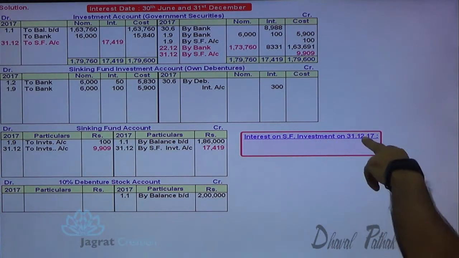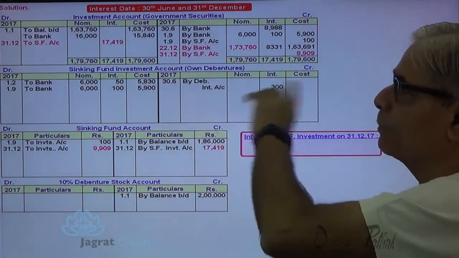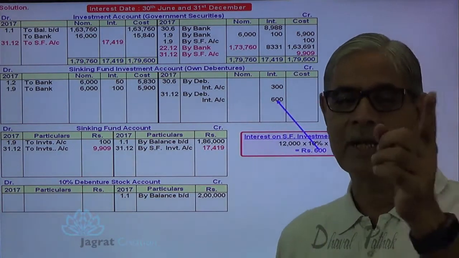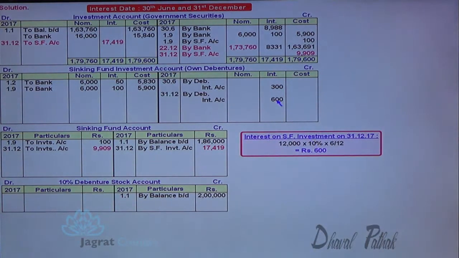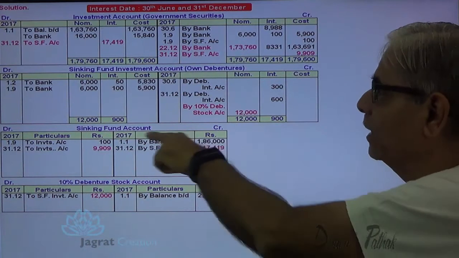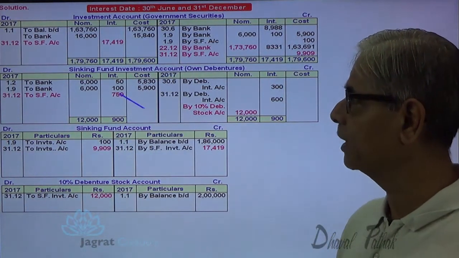So I am required to write down the entry for interest for 6 months on this sinking fund investment. So 12,000 into 10% for 6 months, 600. Debenture interest account debit to interest on own debentures account credit, 600. Now 12,000, the debentures are cancelled on 31st of December, so debenture stock account is to be debited for that. This interest 900 minus 150 will be transferred to sinking fund account, 750.